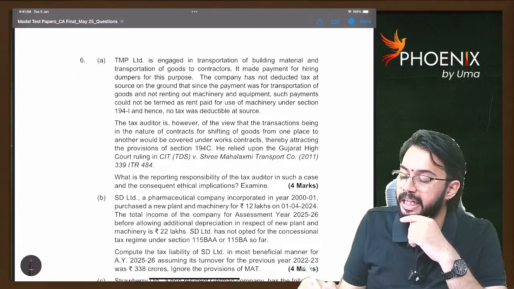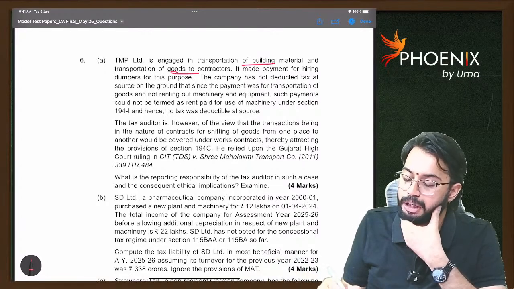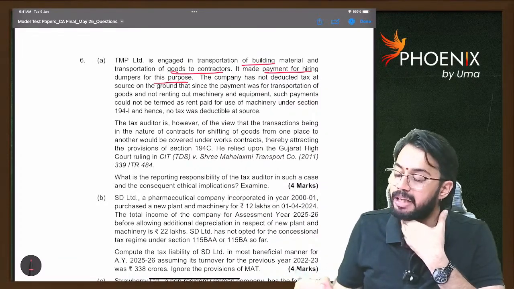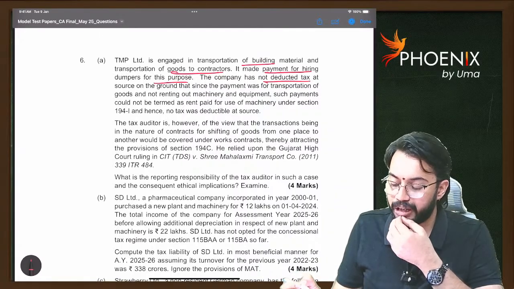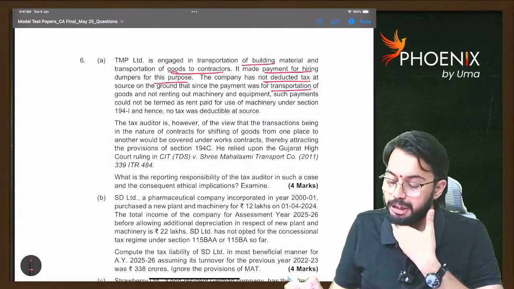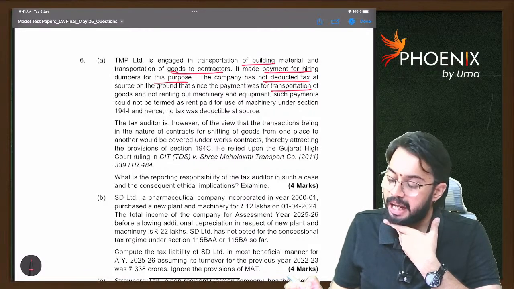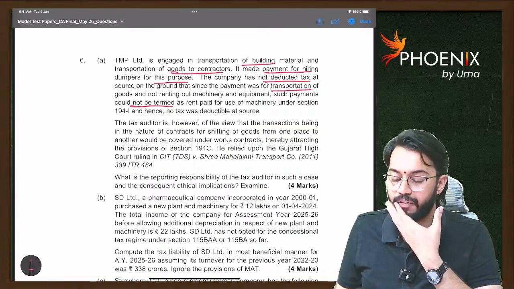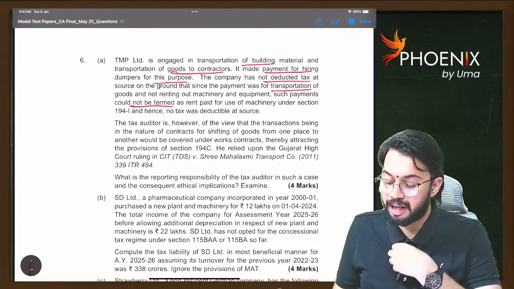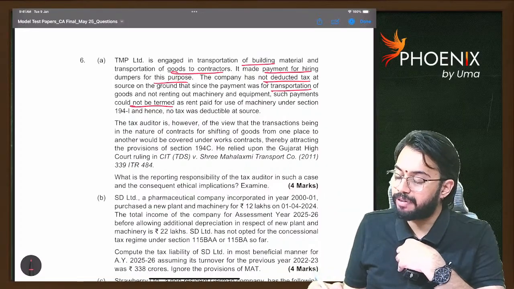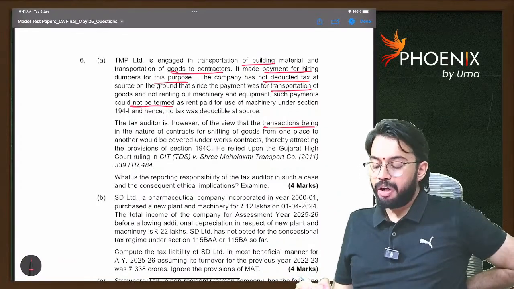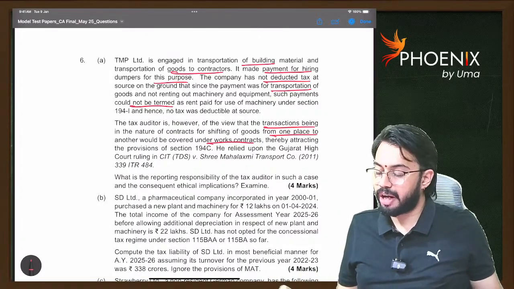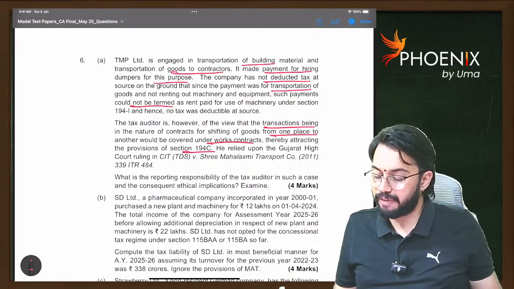TMP Limited is engaged in transportation of building material and transportation of goods to contractors. It made payment for hiring dumpers for this purpose. The company has not deducted TCS on the ground that since the payment was made for transportation of goods and not renting out machinery and equipment, such payment could not be termed as rent paid for use of machinery under section 194I, and hence no TDS was deducted. The tax auditor is, however, of the view that the transactions, being in the nature of a contract for shifting of goods from one place to another, would be covered under works contract, thereby attracting the provisions of section 194C.